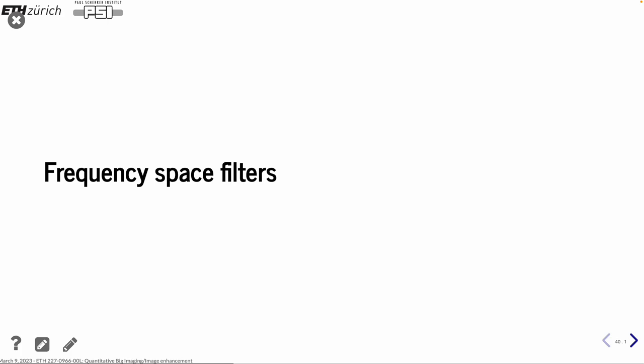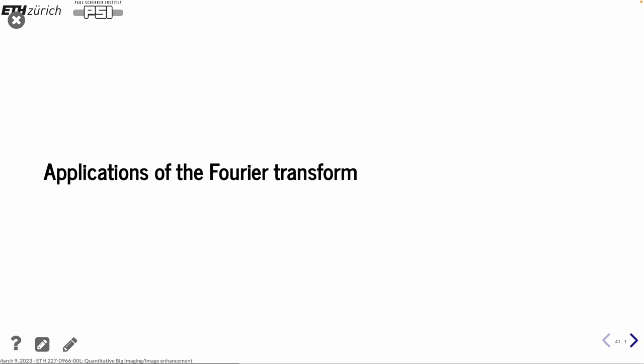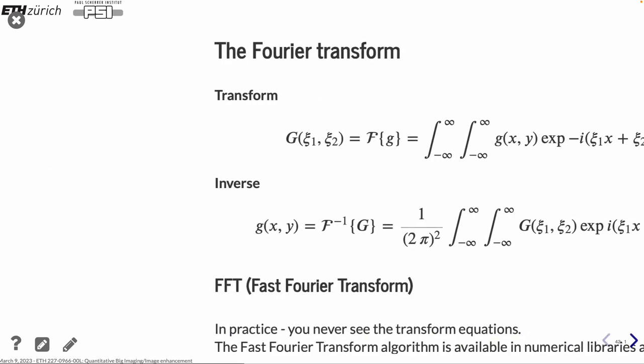Frequency space. I have already talked about frequencies, that we have slow changes with low frequencies, we have fast changes with higher frequencies, and we can actually also apply our filters in frequency space. And for that, we need to use the Fourier transform in 2 dimensions. Sometimes also in 3 dimensions, but usually it's applied in the 2 dimensions.